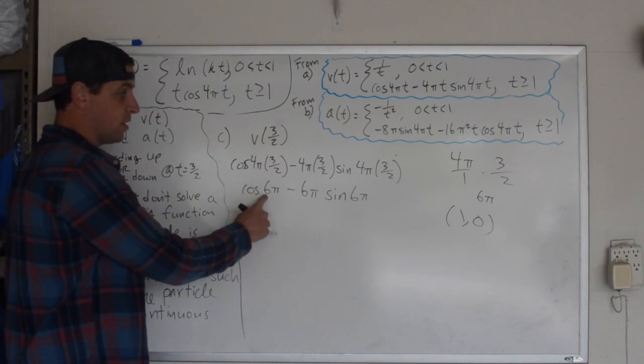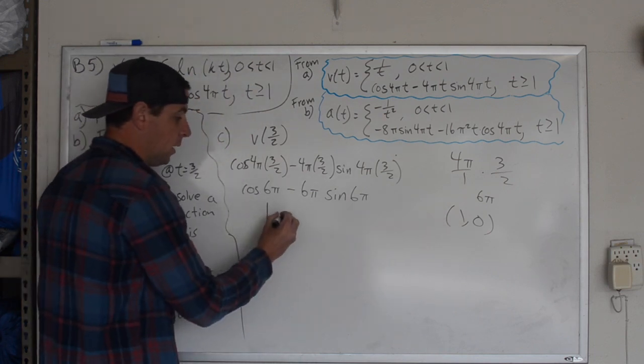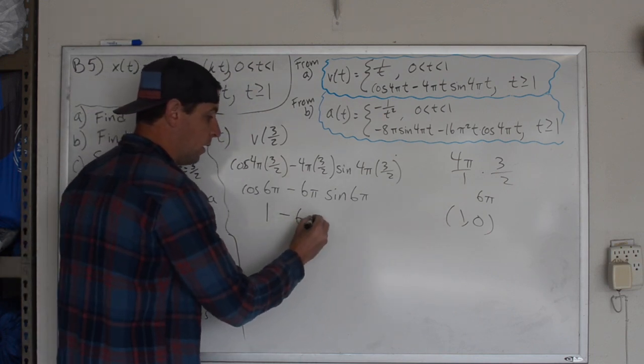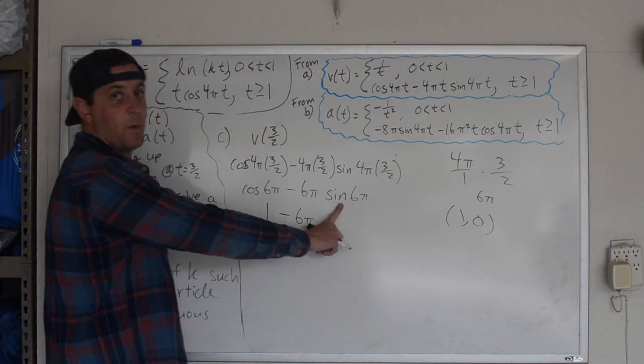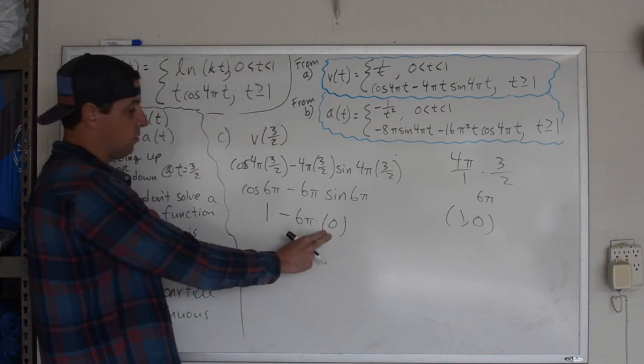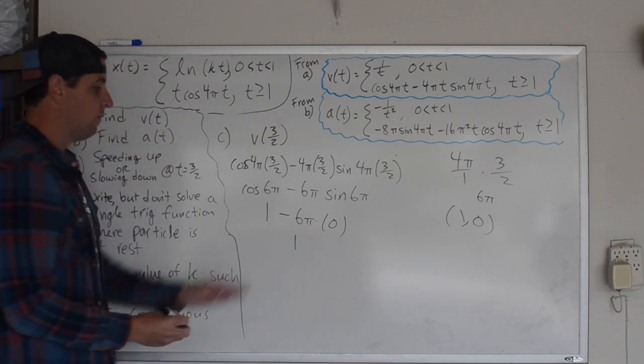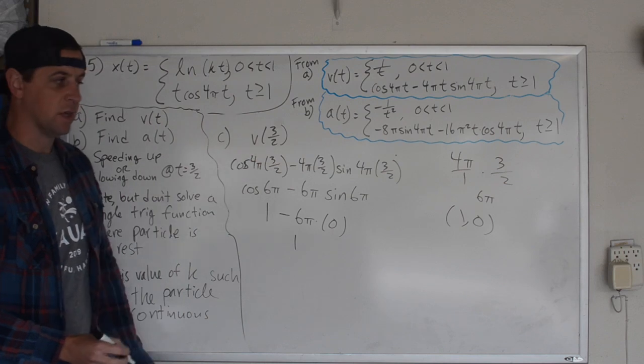So cosine of 6 pi is the x value here, which is just 1, minus 6 pi times sine of 6 pi, which is the y value there, which is 0. And 6 pi times 0 is 0. 1 minus 0 is 1. And so we got v of 3/2 is equal to 1.